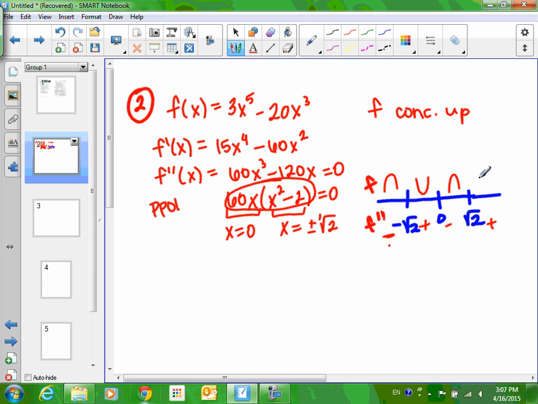So this is what my graph looks like in terms of the concavity. Our problem was concave up. So our answer, if we had to write it out, would look something like this. Now which of the answer choices looks like this? None of them look exactly like it, but which one's equivalent? B. Very good.